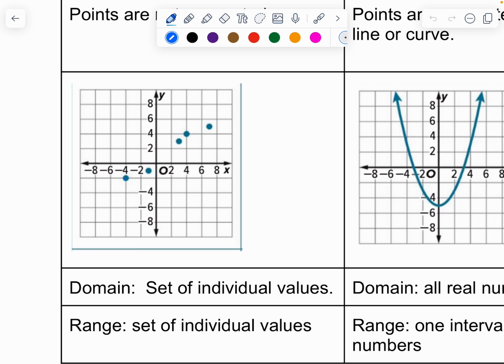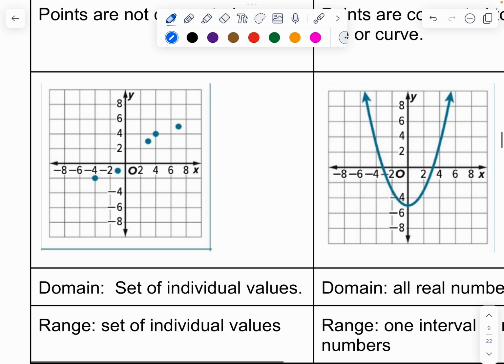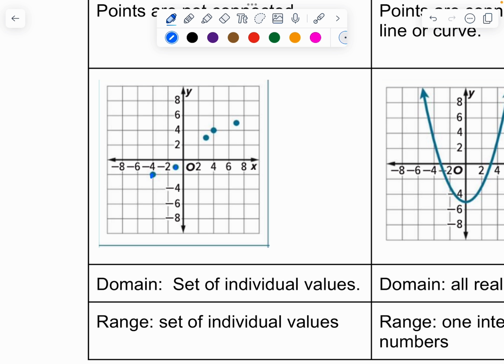So here it would be -1, 3, 4, and 7? Okay, again, range would be the same thing. So the range for this one would be -2, -1, 3, 4, and 5. So they're just going to be individual numbers. It's not the distance from here to here.